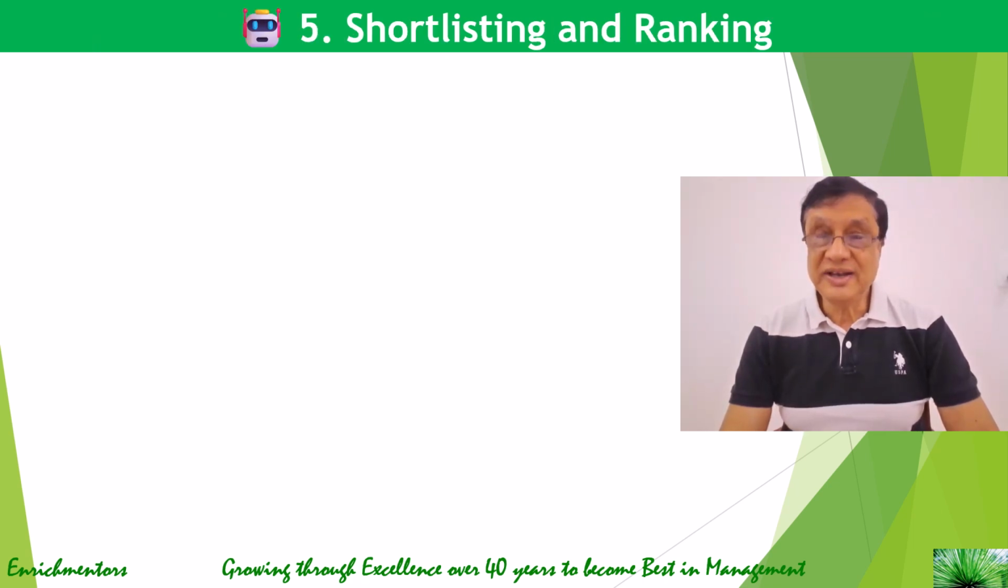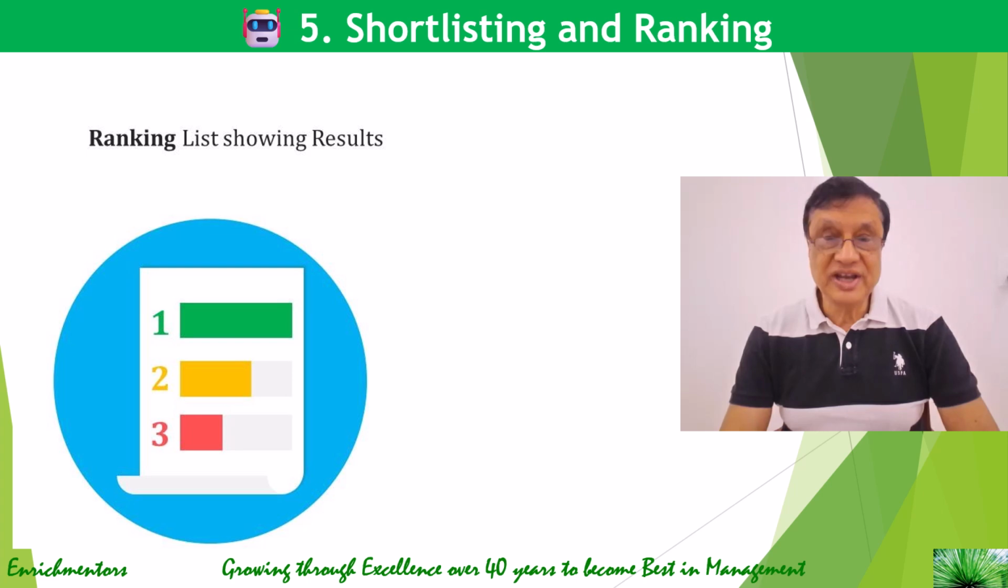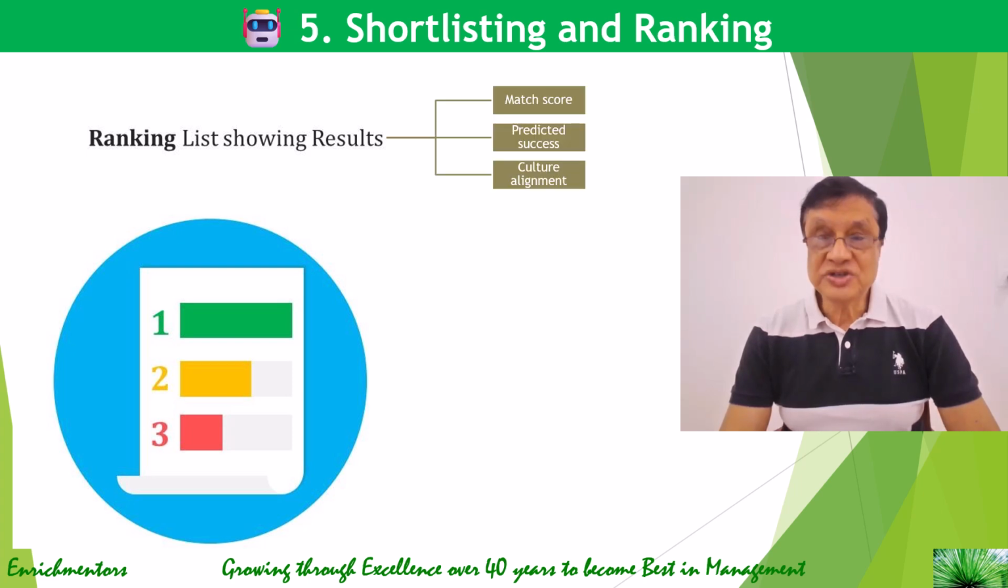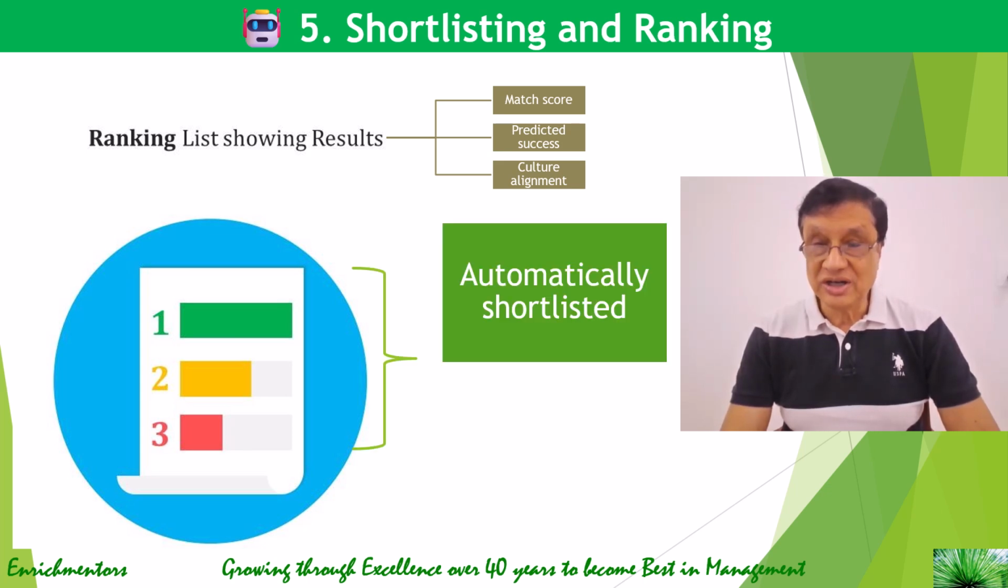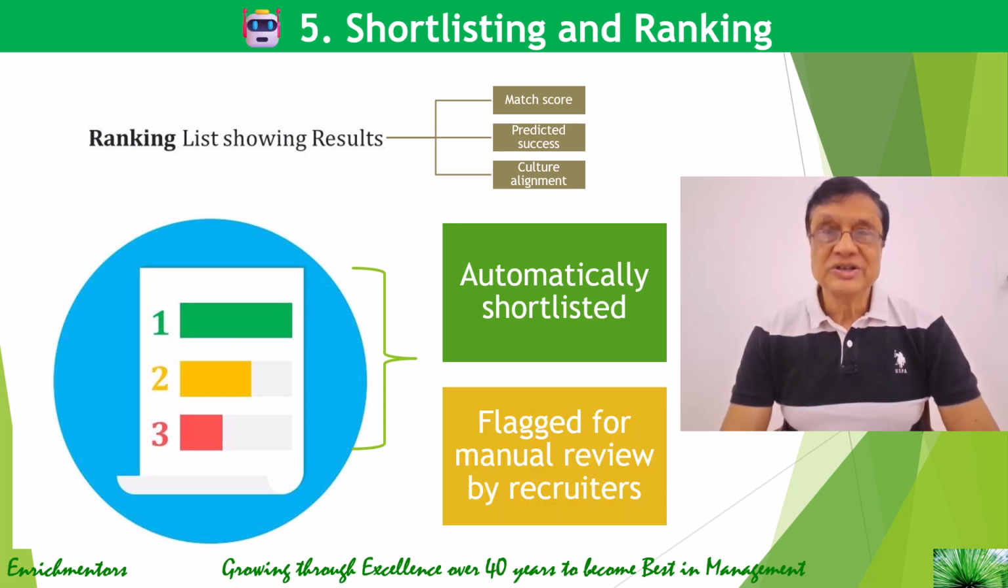Then it does shortlisting and ranking. AI generates a ranked list of candidates based on matching scores, hard skills, experience, and predicted success in terms of soft skills, behavior patterns, and cultural alignment. The top candidates are then either automatically shortlisted or flagged for manual review by the recruiters. So that's how the shortlisting and ranking happens.